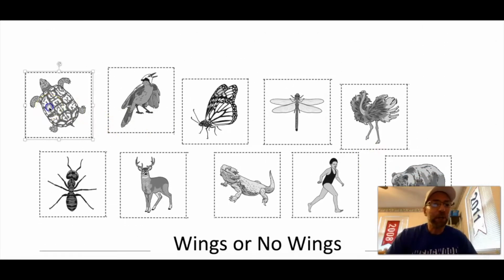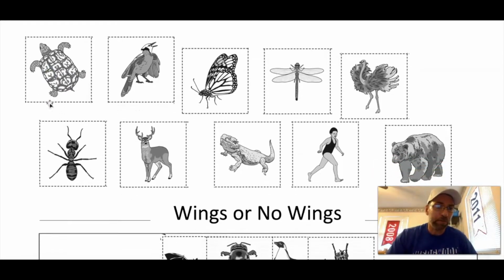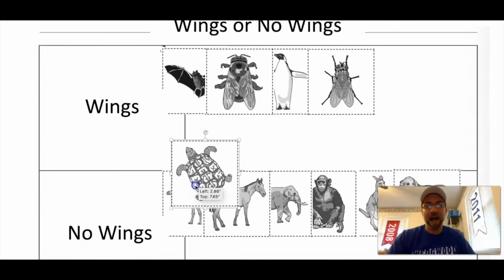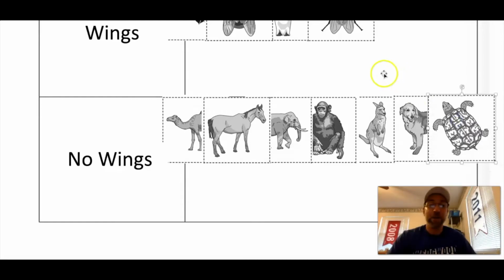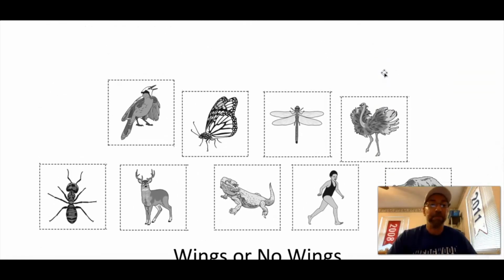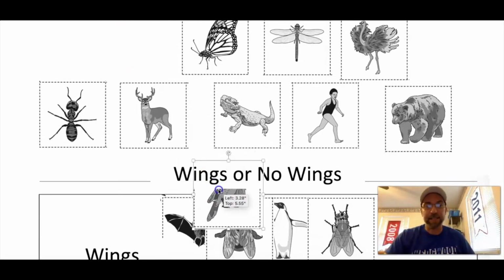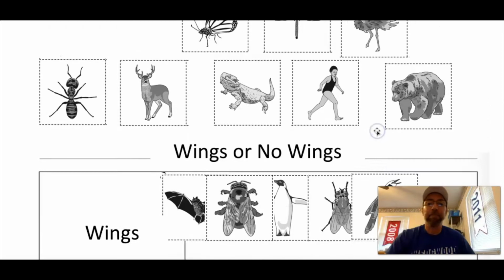Now we have a turtle. How about the turtle? Does the turtle have wings? Well, the turtle does not have wings. So the turtle is going to go in the no wings category. How about the little robin? Does the robin have wings? The robin does have wings, and the wings help the robin fly.